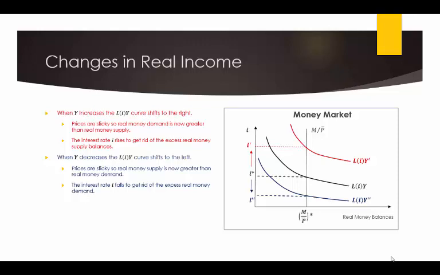We again depict these changes here. An increase in real incomes Y causes the real money demand function to shift up, and this causes the nominal interest rate to rise. A decrease in real incomes causes the real money demand function to shift down, and this causes the nominal interest rate to fall.